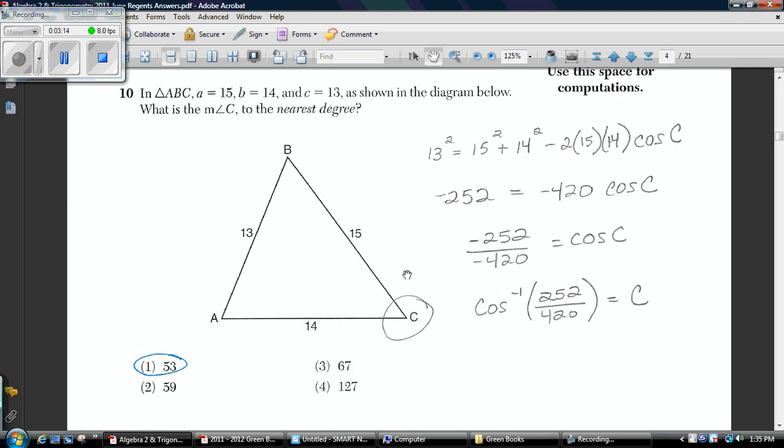Number 10, looking for angle C. I'm going to use law of cosines. C squared equals A squared plus B squared minus 2AB cos C. Be very careful. Most people want to just add these two and subtract this. This is tagged on to that cos C. Right? So don't add all of this together, okay? This needs to stay with cos C. Subtract these two items over to this side, simplify it, divide, and then use inverse cos to find out how much angle C is.